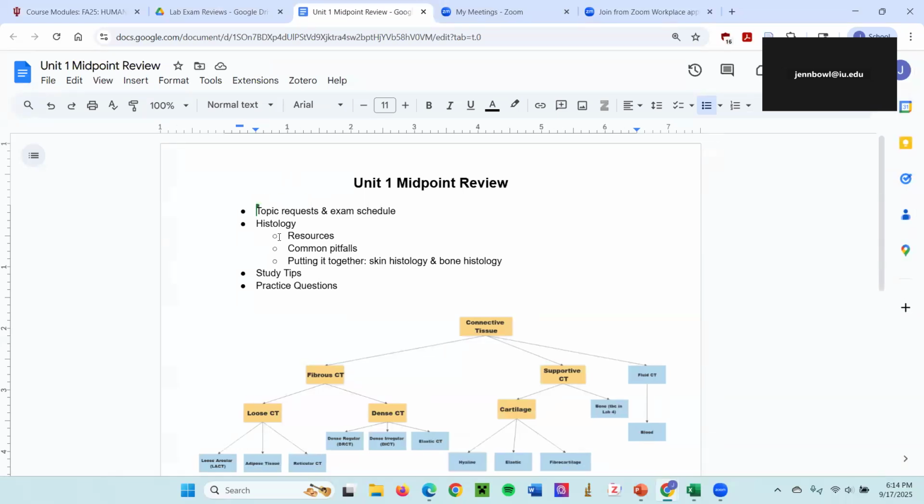I'm also going to go over resources for you guys, and then we're going to put it together, look at some skin histology and bone histology, since that is the majority of what we've covered in terms of organ systems. And then I will also have some study tips for you, as well as 9 practice questions. Those will be histology focused, and I'm going to time them for you guys so you have an idea of how long you will have to answer 1 or 2 questions per station on the lab exam.